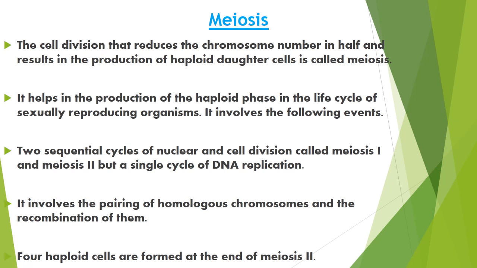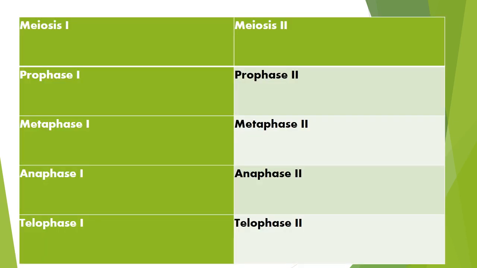It involves the pairing of homologous chromosomes and the recombination of them. Four haploid cells are formed at the end of meiosis 2. Meiosis 1 and meiosis 2: prophase 1, metaphase 1, anaphase 1, telophase 1. Like this, in meiosis 2: prophase 2, metaphase 2, anaphase 2 and telophase 2.